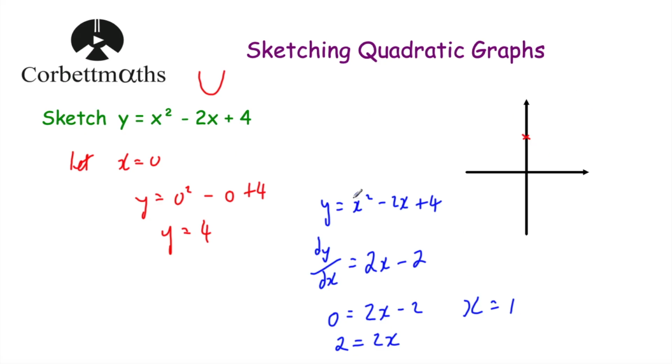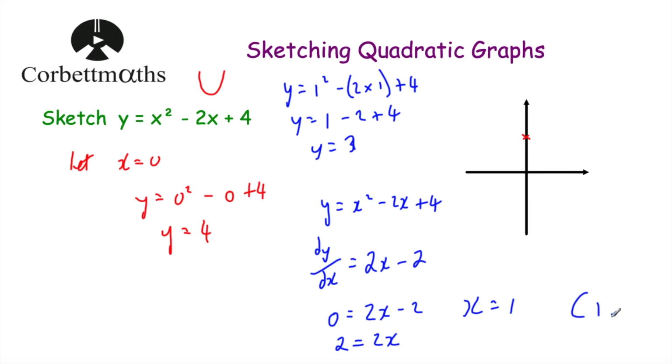Okay, but let's substitute that back into the equation. So y equals 1 squared minus 2 times 1 plus 4. And so y equals 1 squared, that's 1, minus 2 plus 4. And 1 minus 2 is equal to minus 1, plus 4 is equal to 3. So that's equal to 3. So that means that the coordinates of the turning point would be 1, 3.